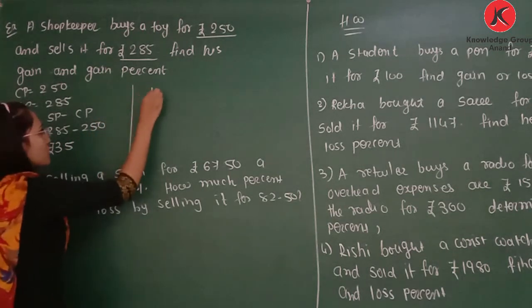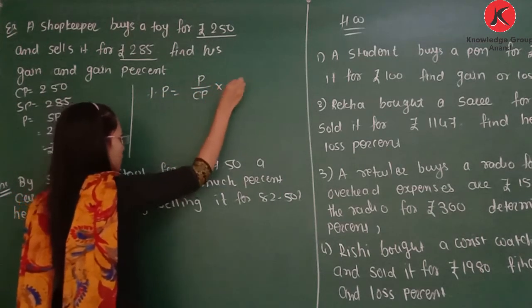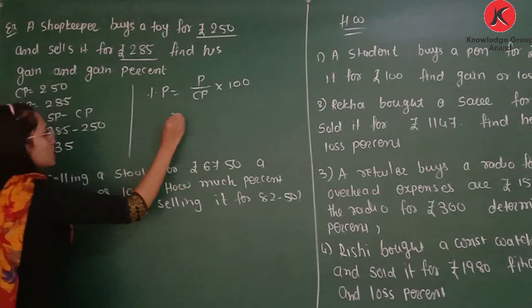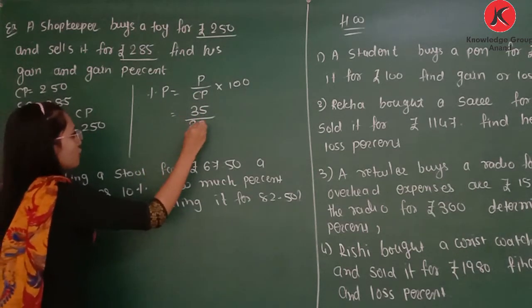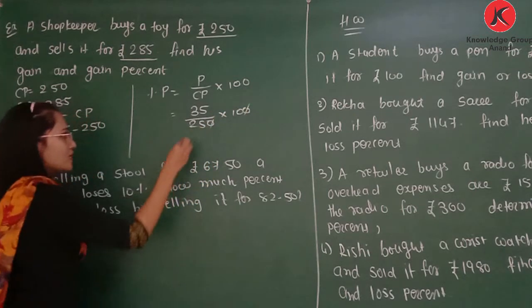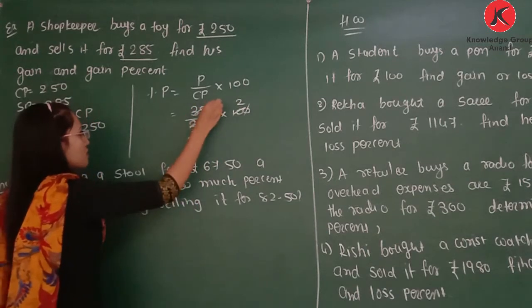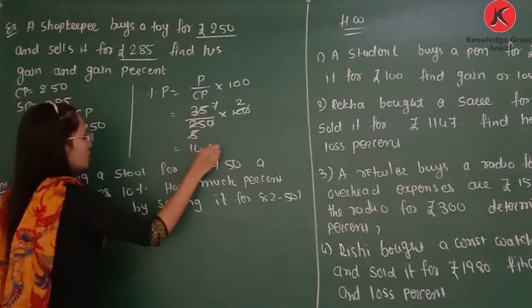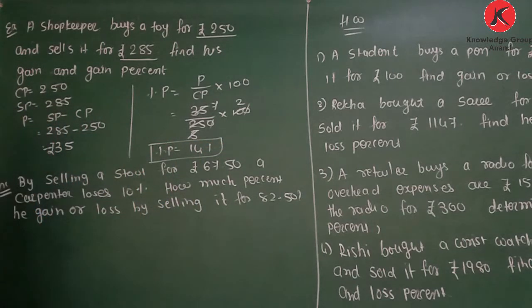Now we can find the percentage profit by writing the equation. So it is 35 rupees profit divided by cost price 250, multiplied by 100. So here 0 cancels, 5 fives are 25, 5 twos are 10. So it is 14% profit. Clear?